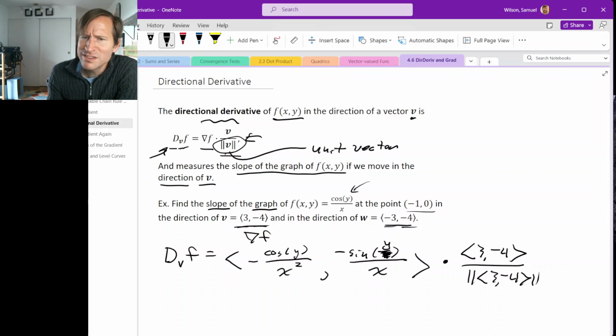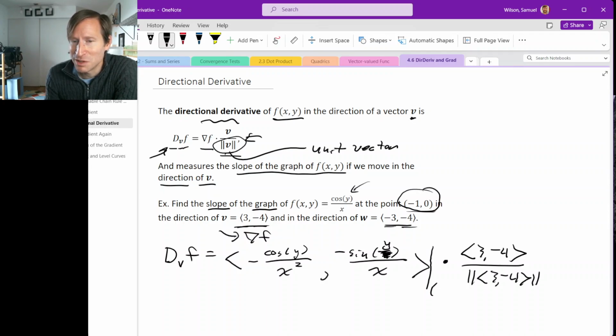Also, notice that what this gradient vector is depends on where we are located, because x and y show up in the formula for the gradient of f. So we need to evaluate this at the point that we're located at, and the point that we are at is minus 1, 0. So let me put one of our vertical evaluation bars here to indicate that we're evaluating this at the point minus 1, 0.